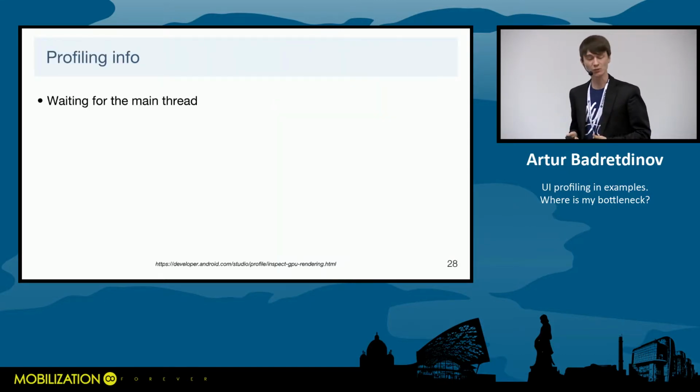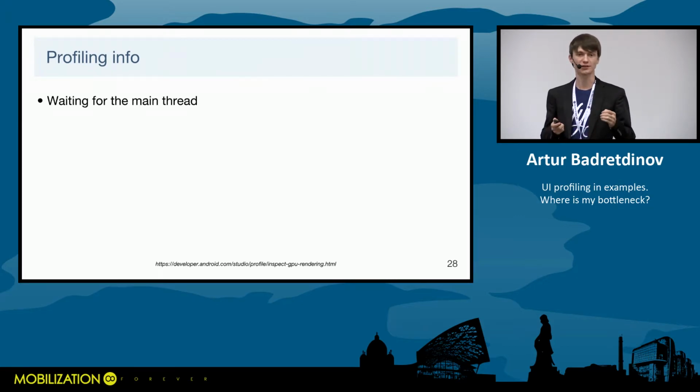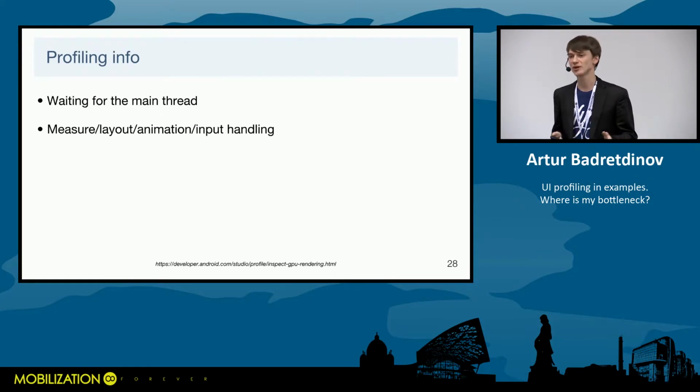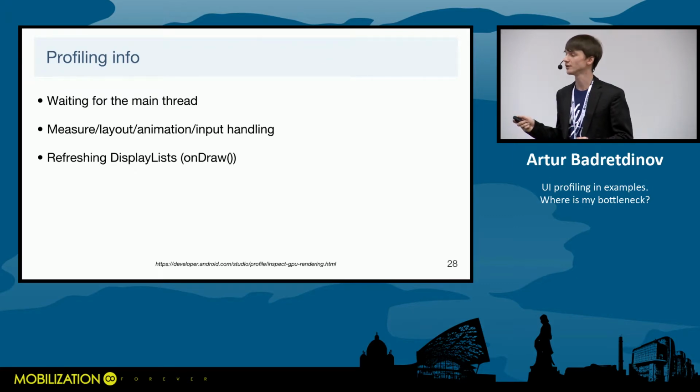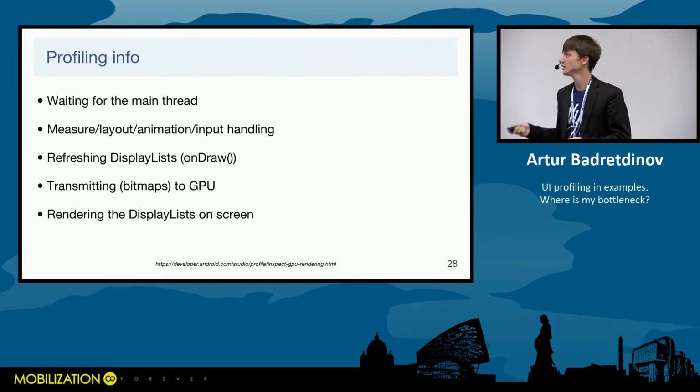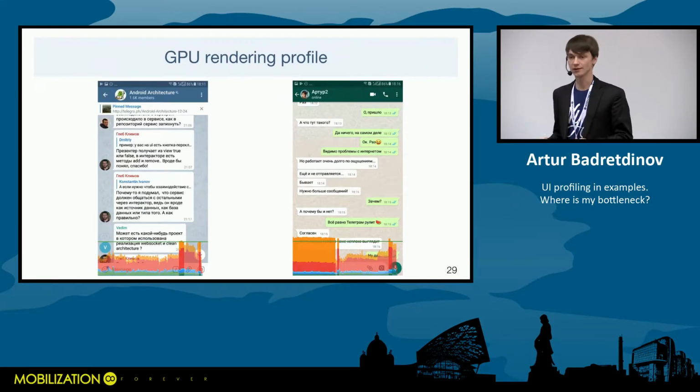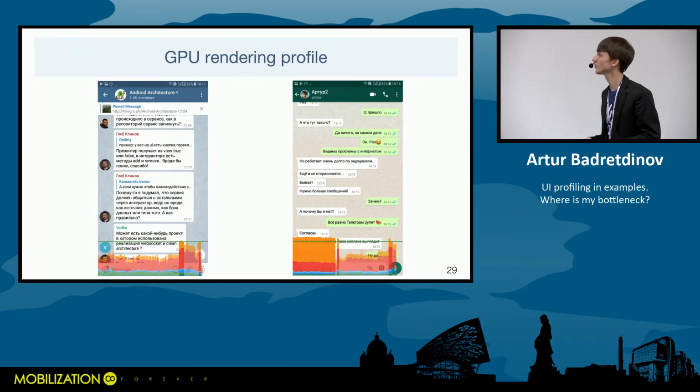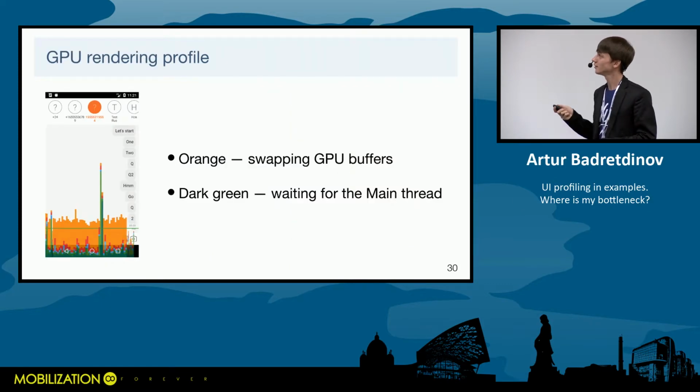And what do these bars mean? Depending on the color, they will show you how much time you spent doing some work in the main thread, or how much time you spent on measuring, layout, and all these issues with your views, or how much time you spent in onDraw, bitmaps, and finally refreshing these display lists and moving them to the screen. And the good thing with this tool is that you can use it with other apps too. For example, with your competitors. Here you can see a screenshot from Telegram, from WhatsApp. And what do these colors mean?